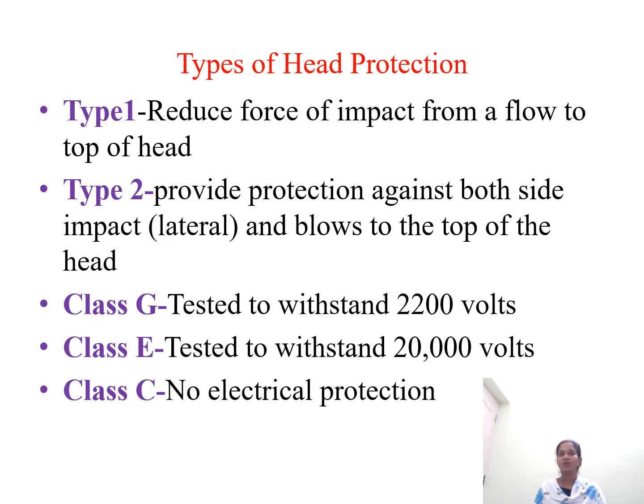The different types of head protection fall under type 1 and type 2. Type 1 will reduce the force of impact from the top of the head directly, whereas type 2 will provide protection against both lateral and top impact as well as blows to the top of the head. Class G and class E are used to withstand electrical hazards: class G is tested to withstand 2000 volts, and class E hats are tested to withstand 20,000 volts, whereas class C is a normal hat. It will not give any electrical protection.